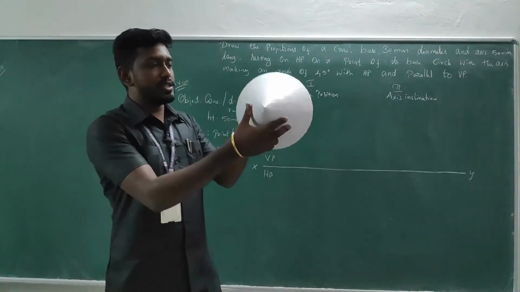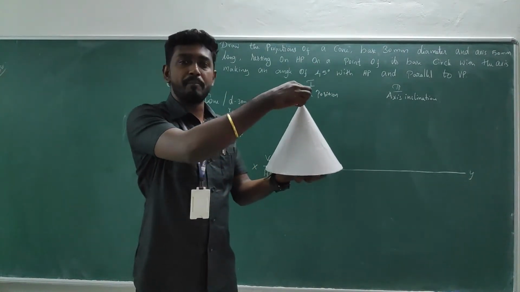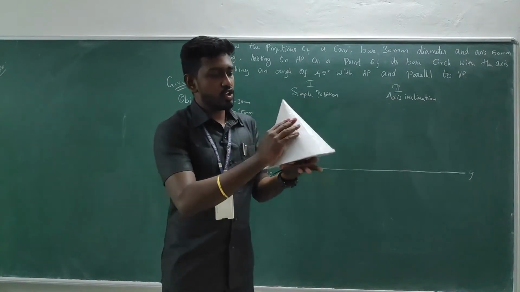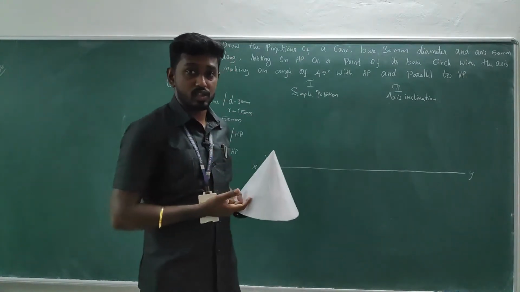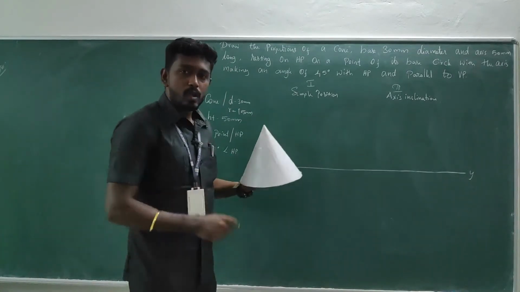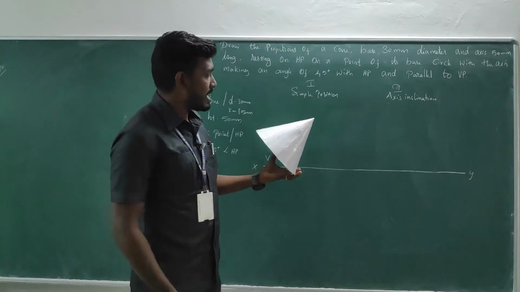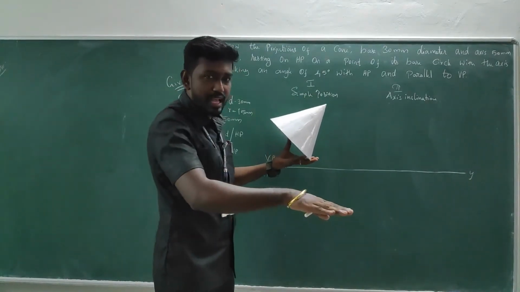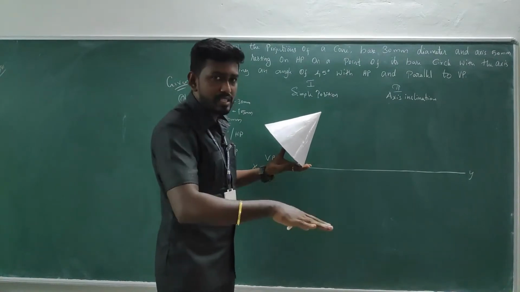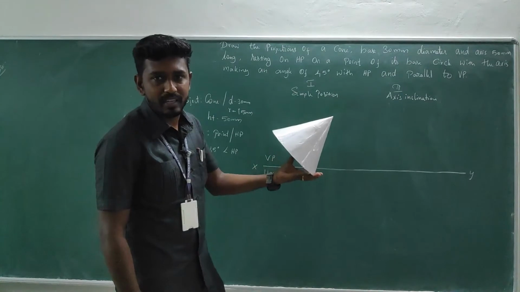This is the exact object given for us, a cone. It has one base and this is the apex or vertex. These are the generators. There are no edges as far as this cone is concerned. Here the axis is inclined to HP and parallel to VP. When you take the ground as the horizontal plane and the board as the vertical plane, the exact position for the object is something like this.